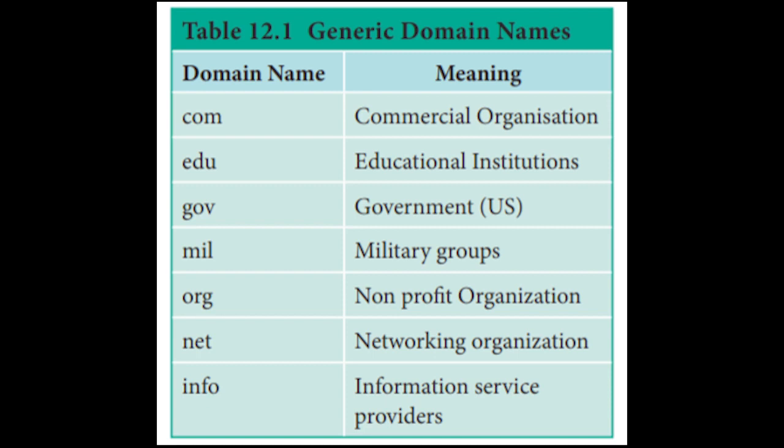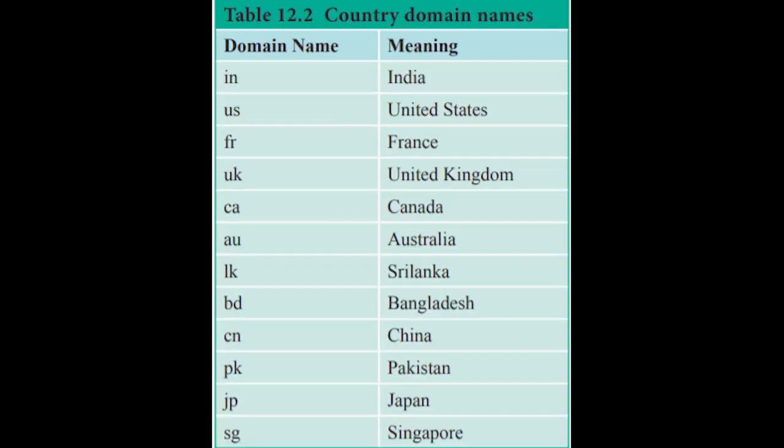And now we are going to see about country top level domain names. Country domain uses two character country abbreviations according to the country. For example, if we are India, we'll use google.in. If it is for US, they'll use google.us. Understood? Likewise, we are going to see the country domain names now.